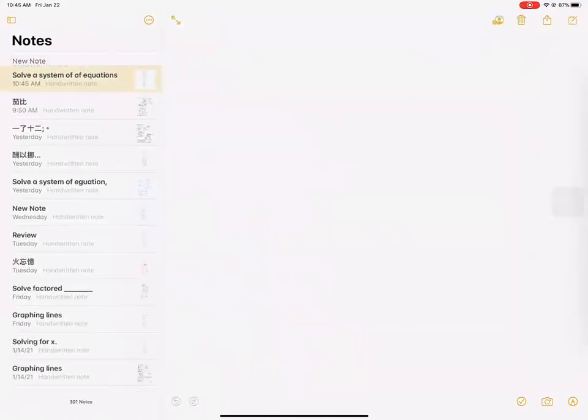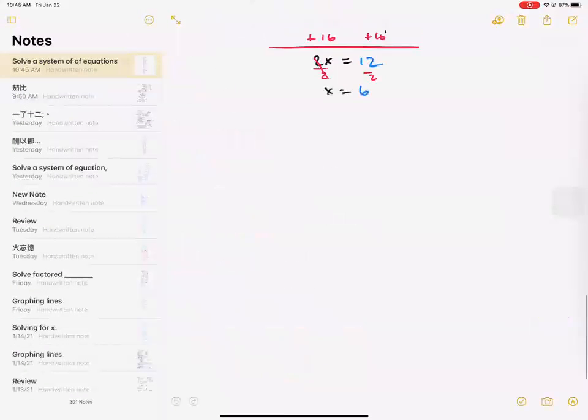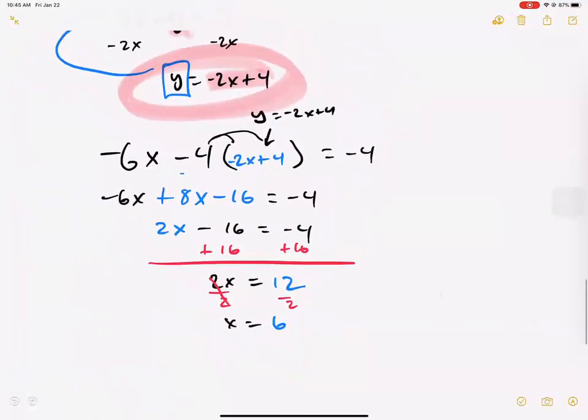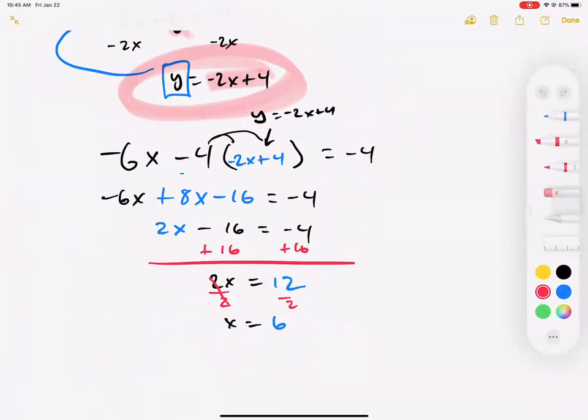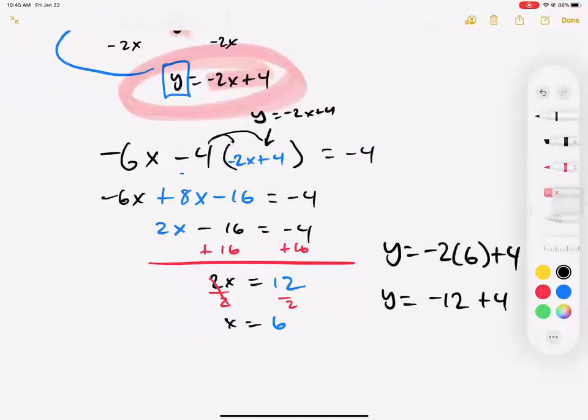So we're going to use, whoops, darn it. Come back. We're going to use this equation here and plug in our x value. We're going to substitute x in to solve for y. Here we go. Y is equal to negative 2x plus 4. Y is equal to negative 12 plus 4. Y is equal to negative 8.